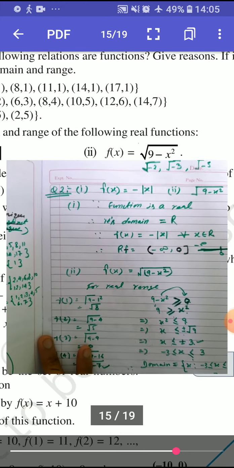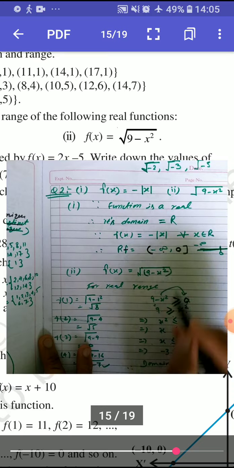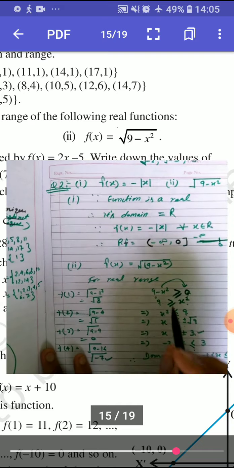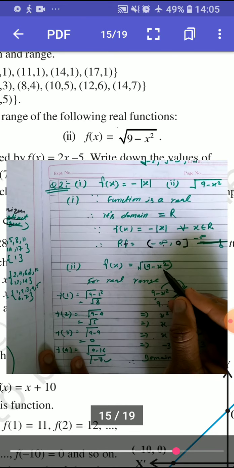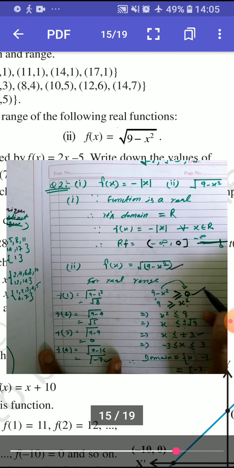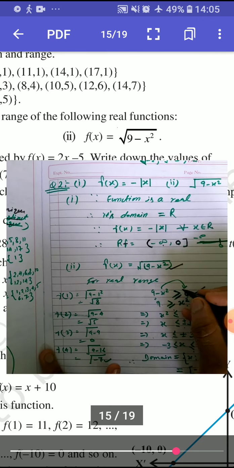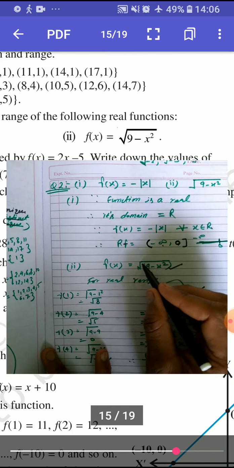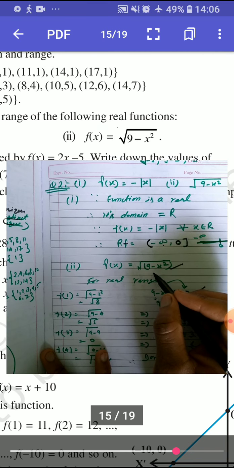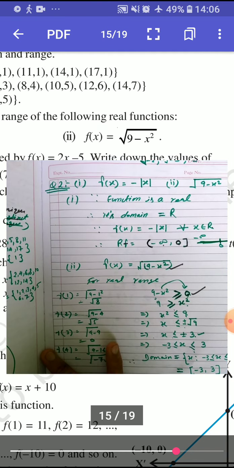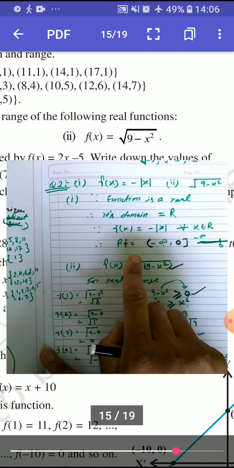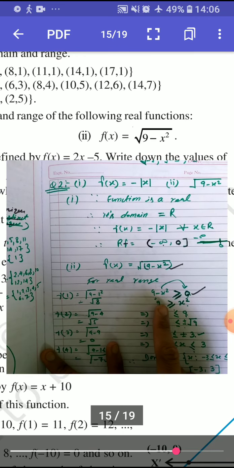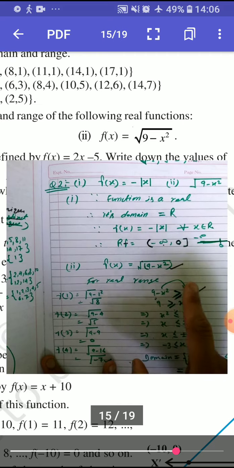f(x) equal to square root of 9 minus x square, for a real range. Since the function is real, for the real range 9 minus x square will always be greater than or equal to 0, right? A real function has a real range, right? If inside the bracket there is a negative value, the range will be imaginary, right? But we are given that the function is a real function. So its domain will be real and its range will be real.